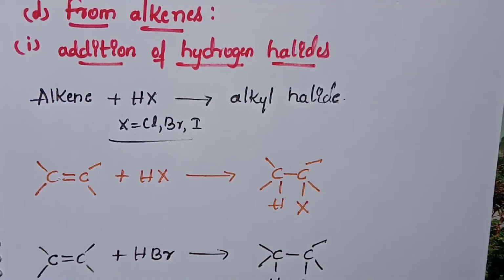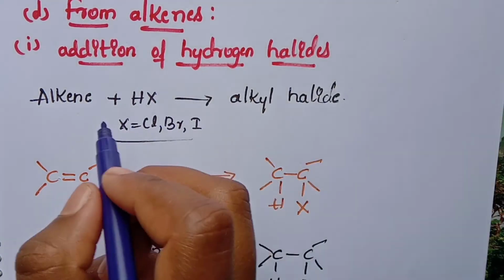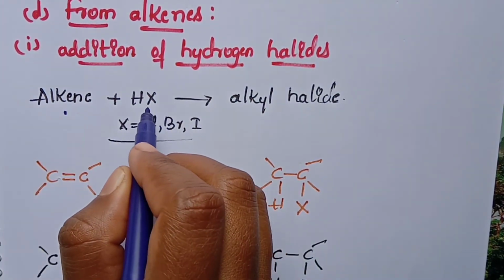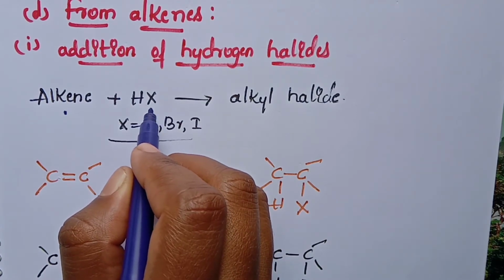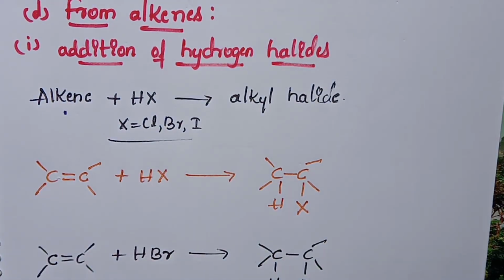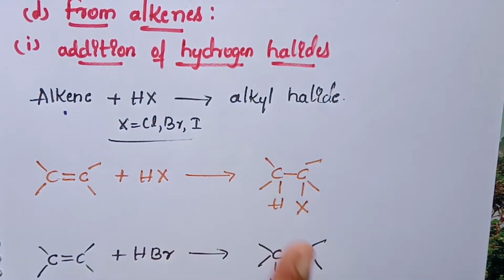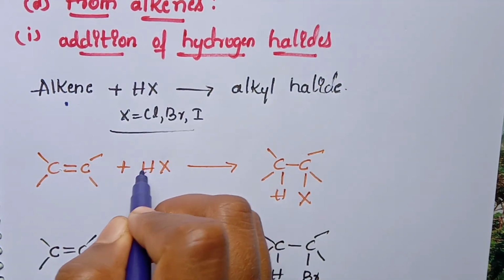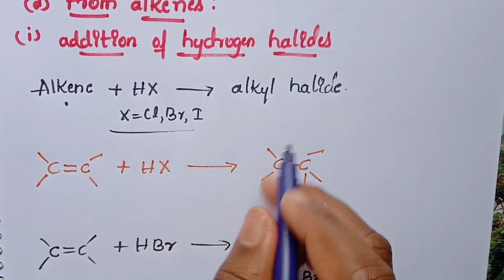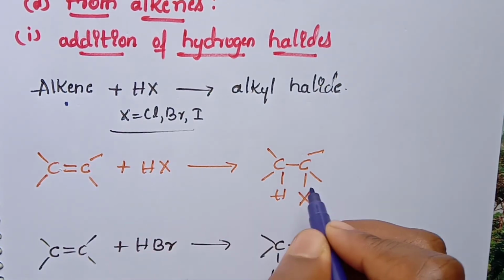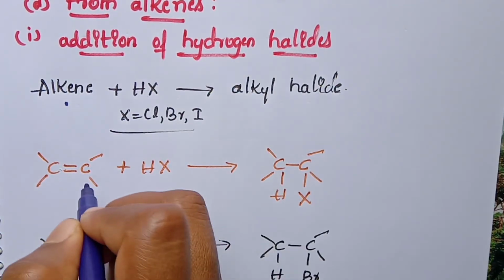Let's start the next method, preparation from alkenes. Here the first one is addition of hydrogen halides. Here is the general form of how we prepare alkyl halides. We take the alkene and then treat it with hydrogen halides, either hydrogen chloride, bromide or iodide, and then alkyl halides form. This is the general formation of alkyl halides.